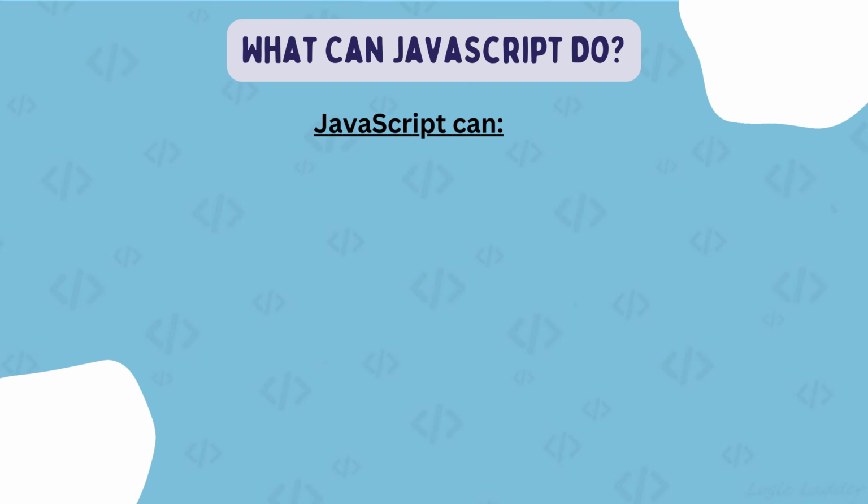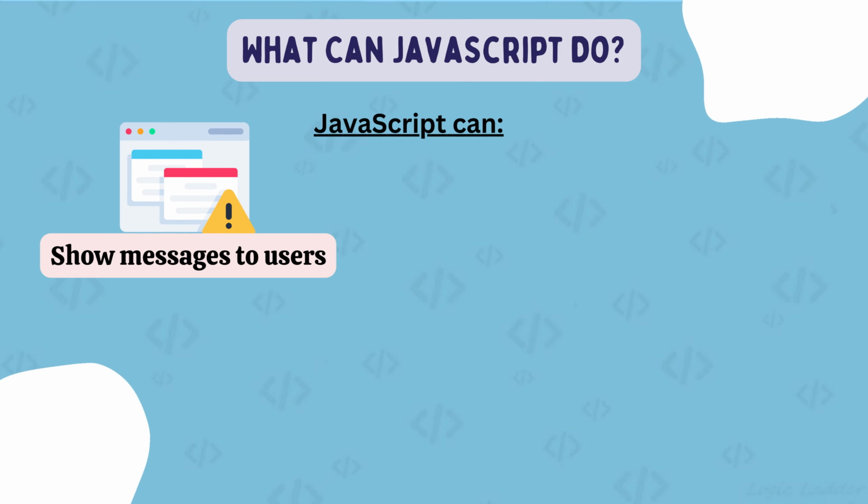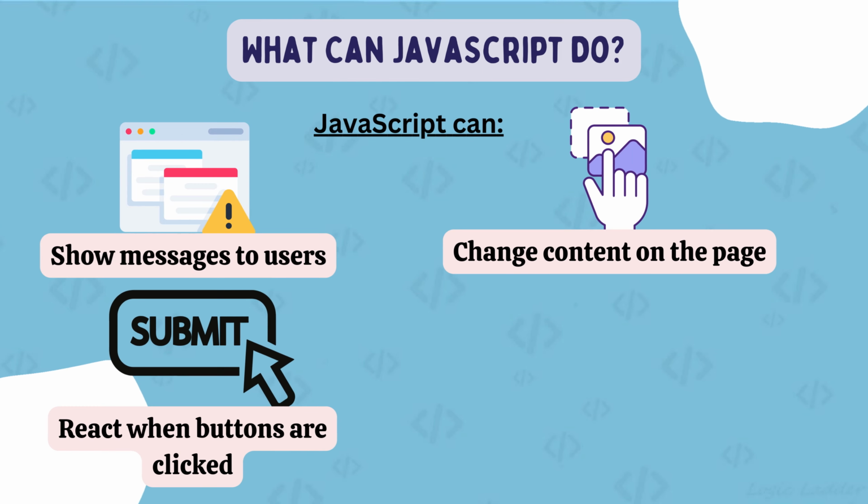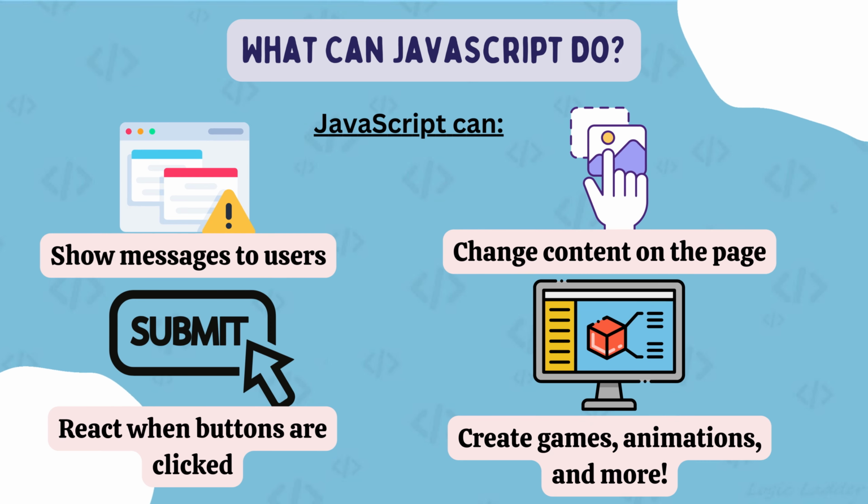JavaScript is a very powerful language. With JavaScript, you can do anything. With JavaScript, you can show messages to the users. You can change what's on the page without refreshing the browser. You can react to user clicks on the buttons or the links. And even with JavaScript, you can create games, animations, and much more. It's super powerful and super fun.